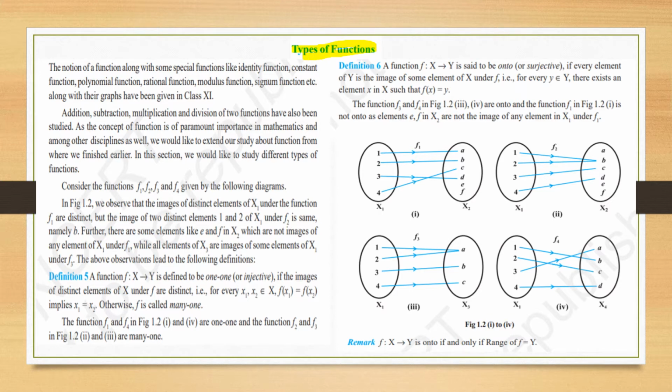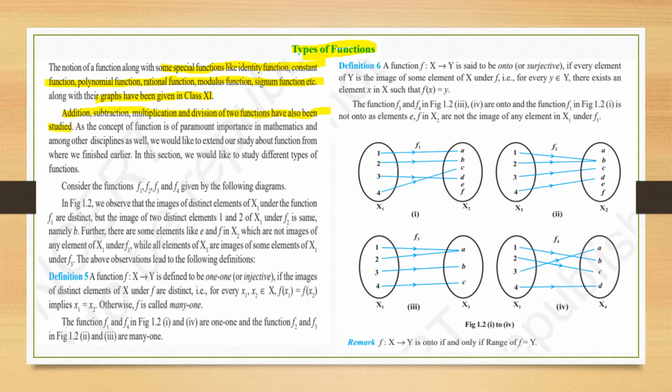In our earlier class plus 1 we have studied special types of functions like identity function, constant function, polynomial function, rational function, modulus function, signum function, etc. And their graphs we have also done in class 11. Their addition, subtraction, multiplication and division of two functions has already been studied, right?